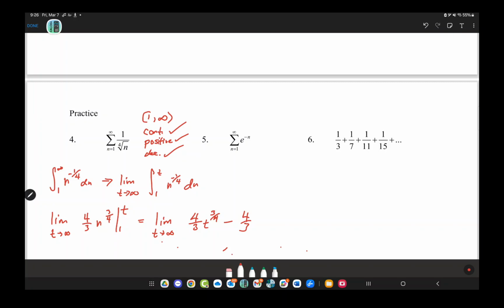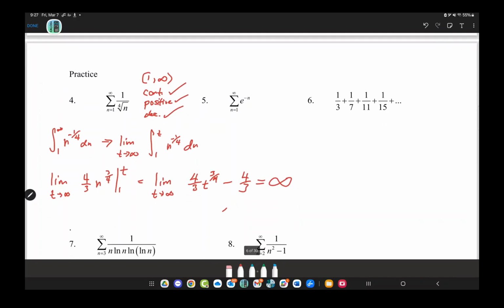Now, as t goes to infinity, what does this go to? It's bigger and bigger. It goes to infinity. And if it goes to infinity, is that convergence or divergence? Convergence means it would go to a specific value, like 0 or 4/3, whatever that is. So because it goes to infinity, this is divergence.